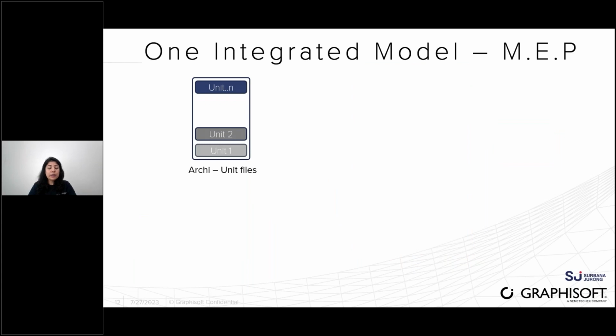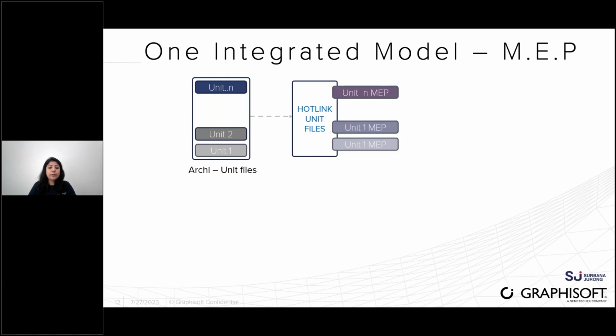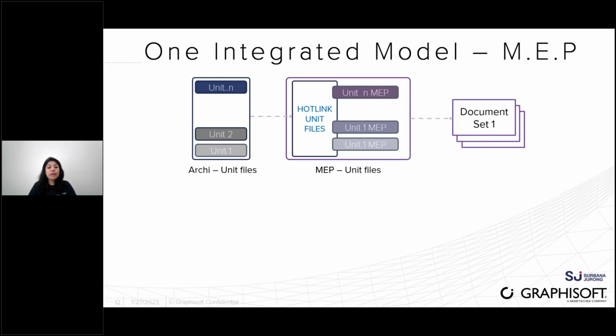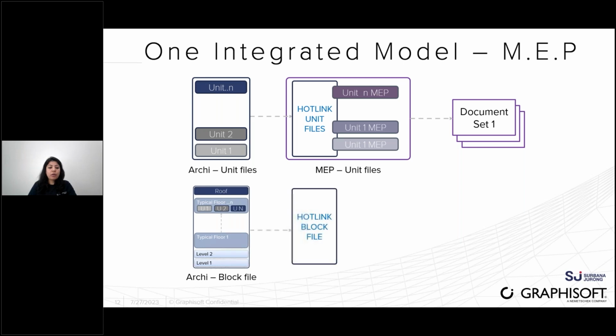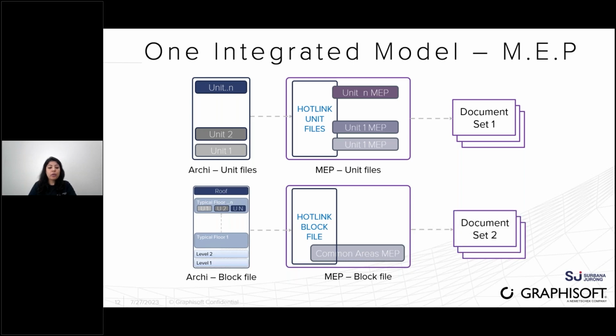Likewise, the MEP team can also make use of the architectural unit files and hotlink them and add their MEP information in those units. Then they can come up with the MEP unit files, developing their documentation set from there. And from then on, they can use the architectural block file for the areas which are common and add the MEP information to the common areas, developing the block file, and then documentation for the common areas can be done from there.